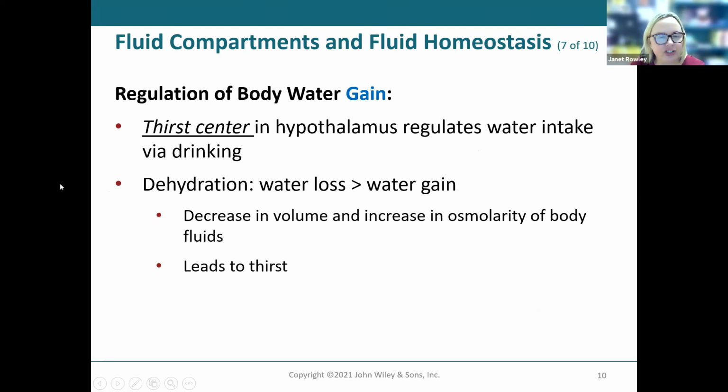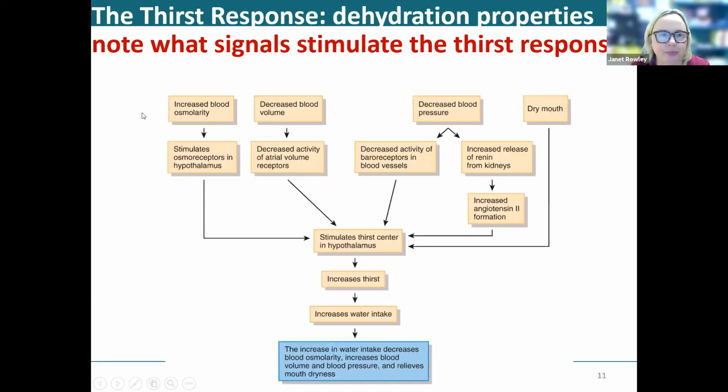The term dehydration is when the water loss is greater than water gain. There's a decrease in the volume and an increase in the osmolarity of our body fluids. So we have less fluid, but it is more concentrated. This leads to thirst. This is the thirst response and describes the dehydration properties. Note what signals stimulate the thirst response.